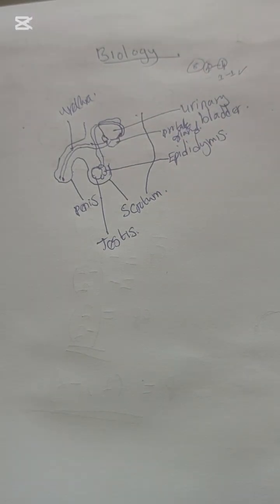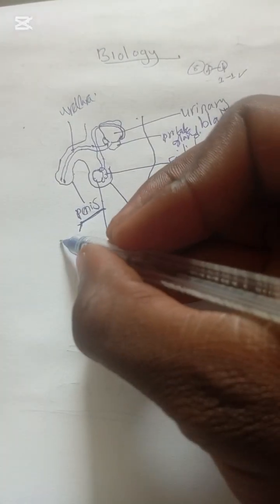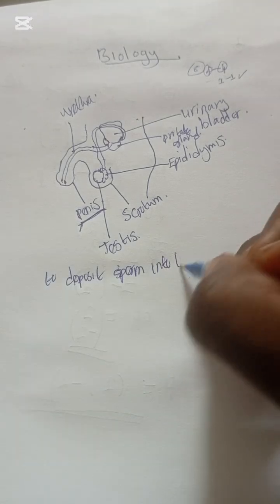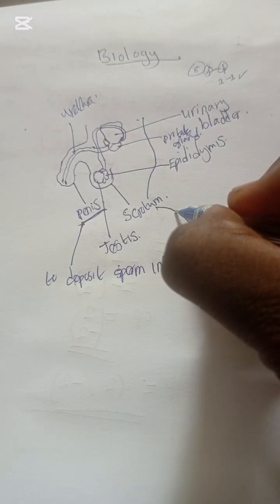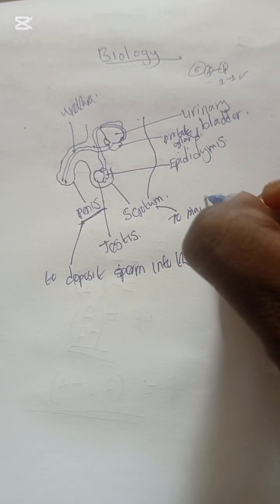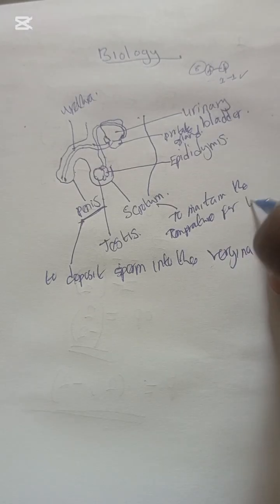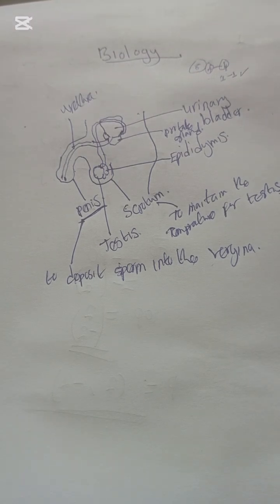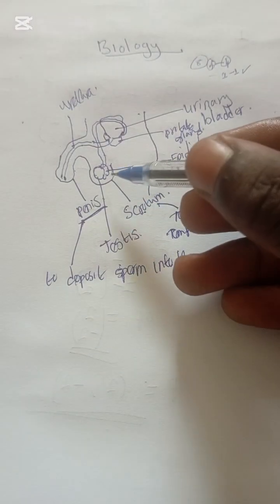All right, so just having this simple diagram with a few parts, now let's identify the function of each. What's the function of the penis? The function of the penis is to deposit sperm into the vagina. What's the function of the scrotum? The function of the scrotum is to maintain the temperature for the testis. The testis have a specific temperature that they operate well at because they produce sperms. This is a certain temperature away from the body temperature, so the scrotum helps to maintain that temperature.